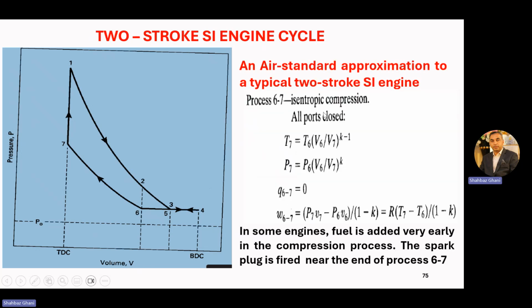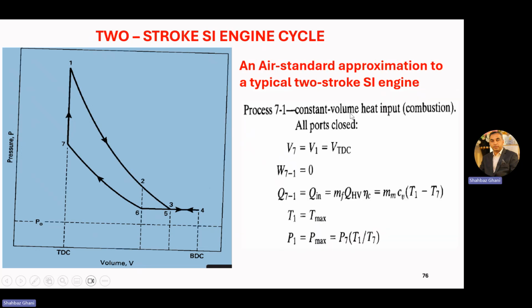In process 6 to 7, we have isentropic compression. All ports are closed. From point 6 to 7, this is your isentropic compression. You have a compression stroke here. The piston is moving towards TDC and compressing the air-fuel mixture, or air, which is entrapped in this chamber space, and compression is taking place. In some engines, fuel is added early in the compression process. The spark plug is fired near the end of the process 6-7, somewhere here.